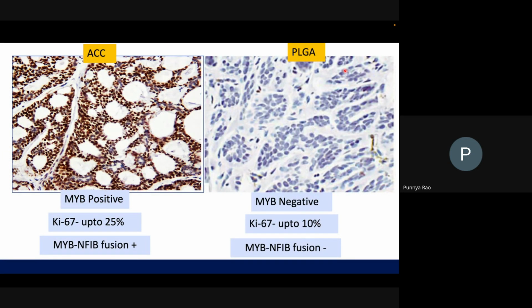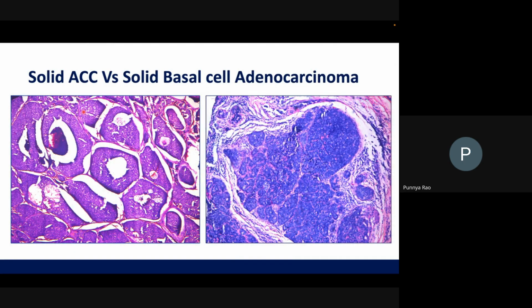PLGA are low grade carcinomas as compared to ACC. So the Ki67 levels will be up to 25% in ACC, whereas in PLGA up to 10%. And there is a characteristic fusion which is seen in ACC, that is the MYB-NFIB fusion, which is positive in ACC, whereas negative in PLGA. And this is an important distinction which you need to do, because PLGA are extremely low grade malignancy, unlike your adenoid cystic carcinomas. And then you have your solid adenoid cystic carcinoma versus a solid basal cell adenocarcinoma.